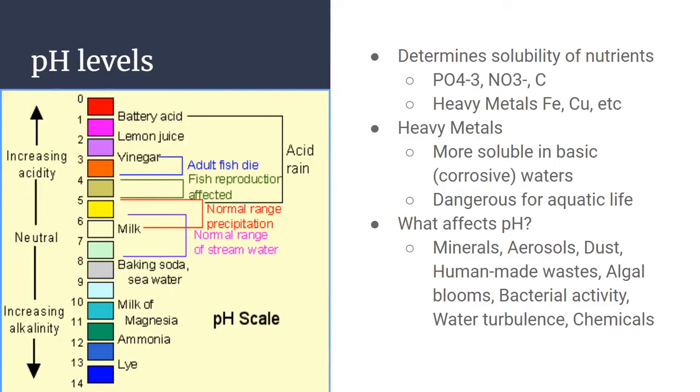pH levels determine the solubility of nutrients such as phosphates and nitrogens or nitrates, even carbon. Heavy metals such as iron and copper, all of which can once again be nutrients within the water too. Heavy metals are more soluble in basic, corrosive waters, so the pH will have to be greater than 7. Dangerous for aquatic plant life. So what affects pH? Things like minerals, aerosols, dust, human-made waste, algae blooms, bacterial activity, water turbulence, and even chemicals can all, once again, cause problems for the pH.